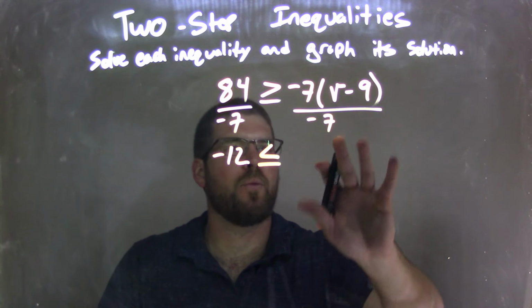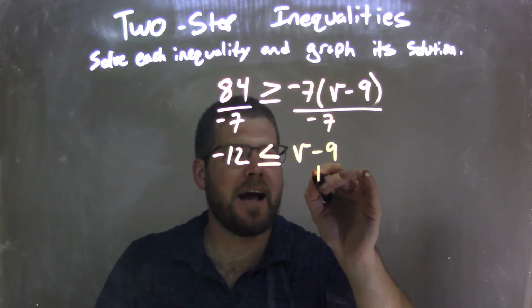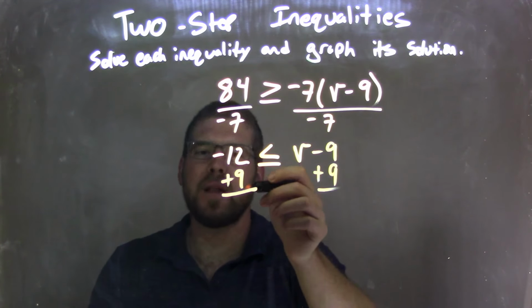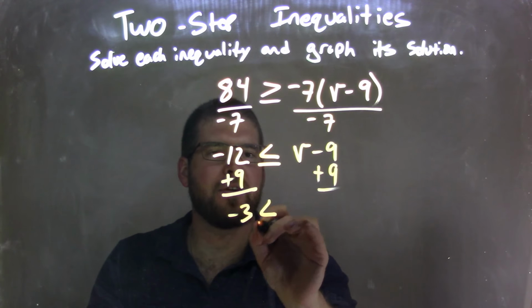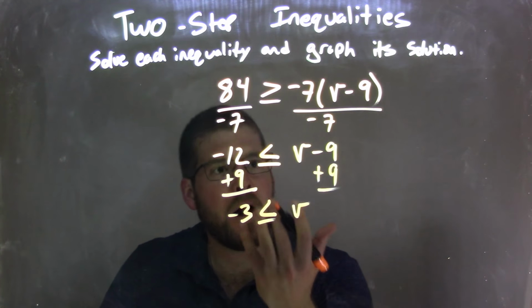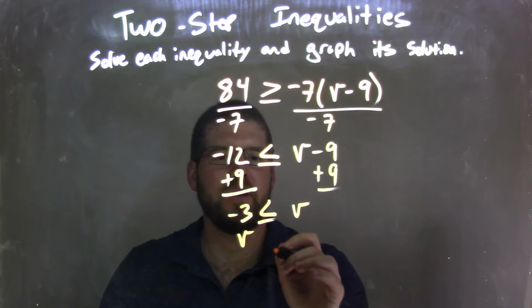Now I'm left with what's inside the parentheses on the right, which is b minus 9. From there, I have to add 9 to both sides, giving me negative 12 plus 9, which is negative 3, is less than or equal to b. Then I'm going to rewrite this to have b come first, because I like to have b always come first. It's easier.